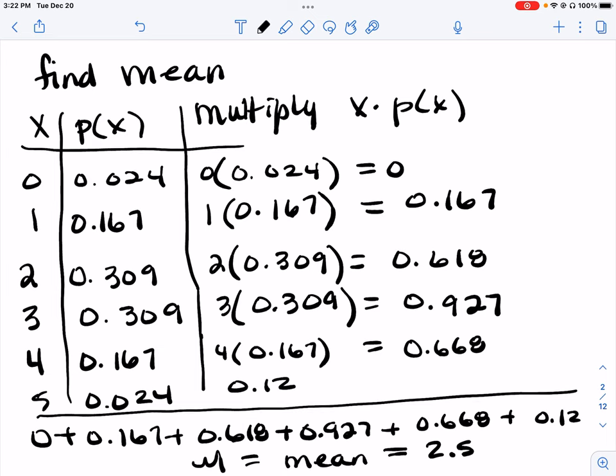Okay, now if it asks to find the mean, the first thing you do is make a second column where you multiply each x times its probability. So that third column, you're going to multiply x times P of x. To find the mean, you add up that column where you multiplied, okay? Add up that third column.